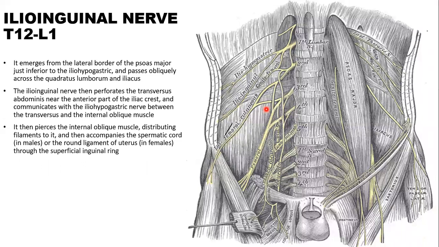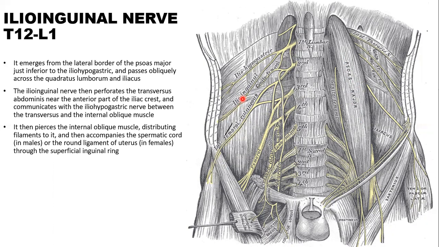The next one is the ilioinguinal nerve. Okay, so that was the iliohypogastric nerve. So the next one is this nerve here, which is the ilioinguinal nerve. It emerges from the lateral border of the psoas major muscle, just inferior to the iliohypogastric nerve. So that muscle there is the psoas major muscle. Then on the lateral border, that's where you're going to notice the ilioinguinal nerve.